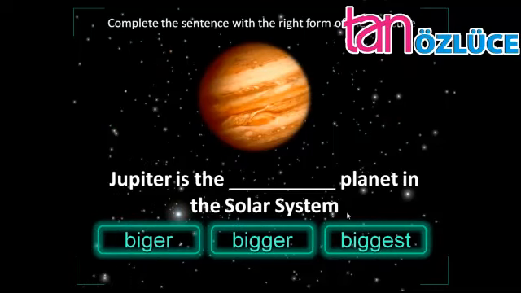Complete the sentence with the right form of the adjective again. Jupiter is planet in the solar system. Now we've compared Jupiter in the group, and so we will use a superlative form, and when you see the, you can understand that the adjective will be used in superlative form. So we will say biggest. Of course, we will use double G, okay, you know the rule, biggest.